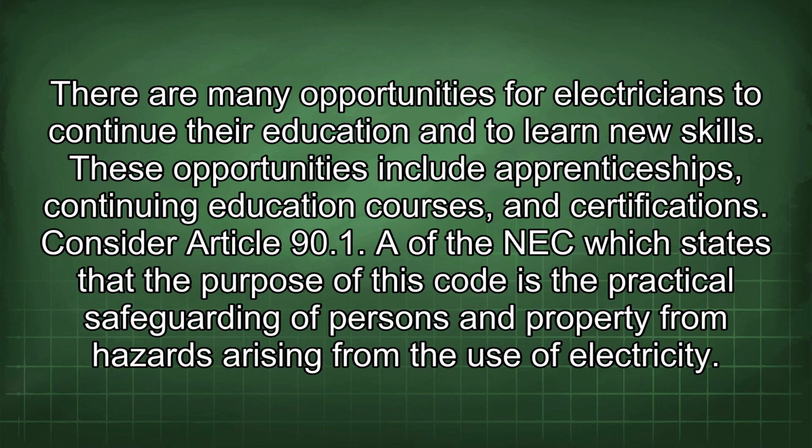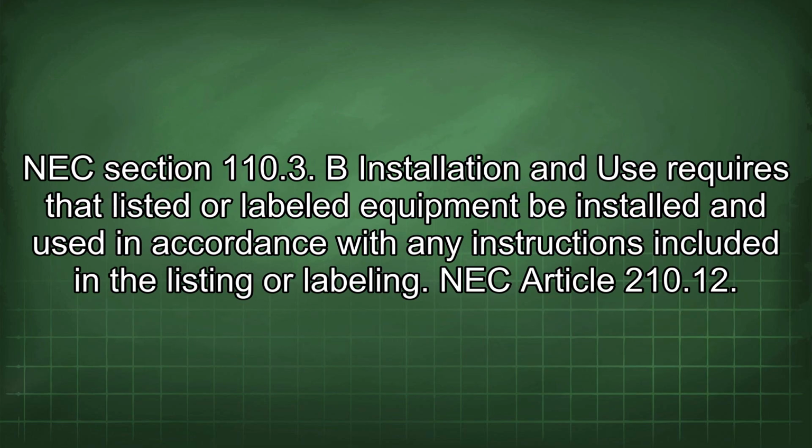Consider Article 90.1 of the NEC, which states that the purpose of this code is the practical safeguarding of persons and property from hazards arising from the use of electricity. NEC Section 110.3(B), Installation and use, requires that listed or labeled equipment be installed and used in accordance with any instructions included in the listing or labeling.